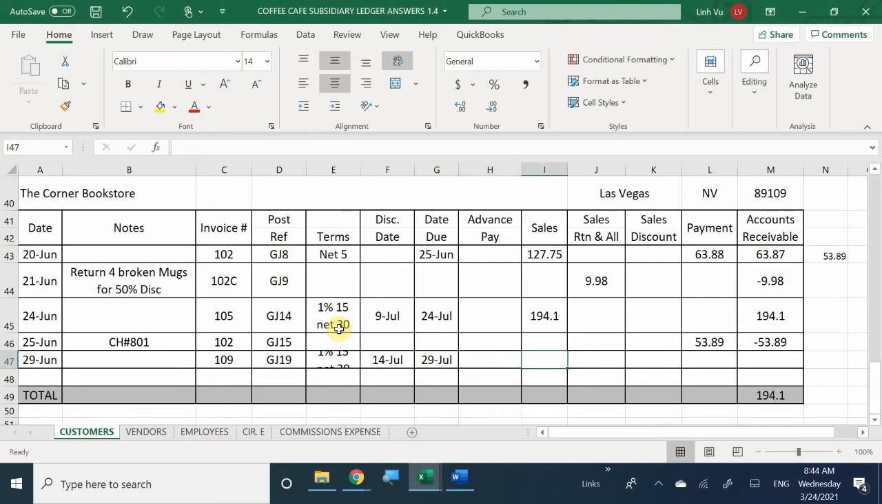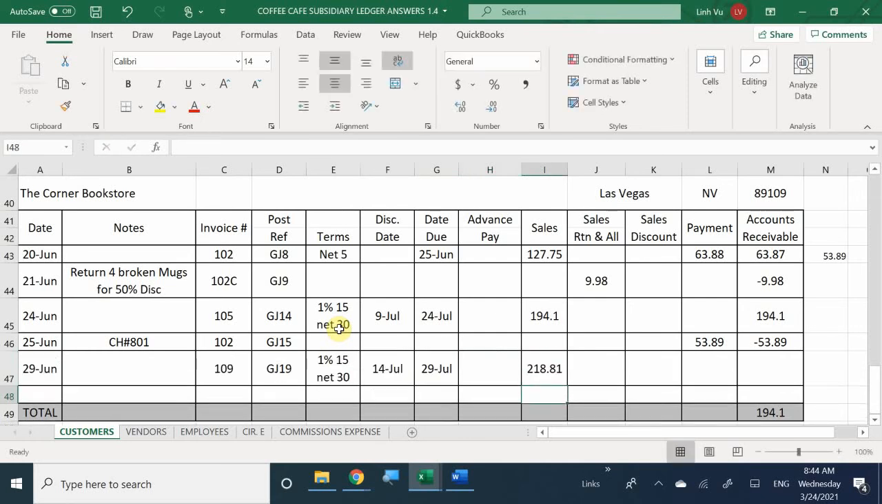All right, no advance payment here. The full amount was for the $218.81. No payments were made, so he owes us another $218.81, which brings him to a total of $412.91. Okay. What else do we need to do?